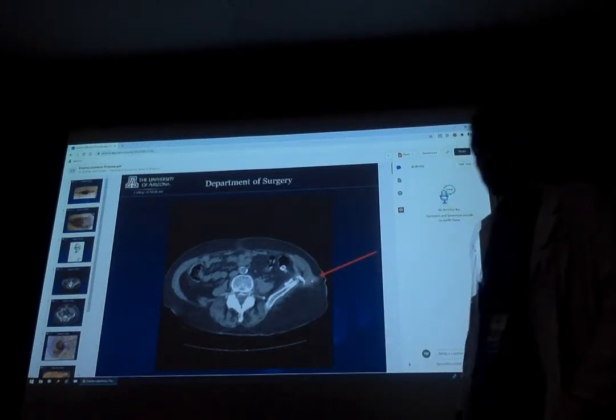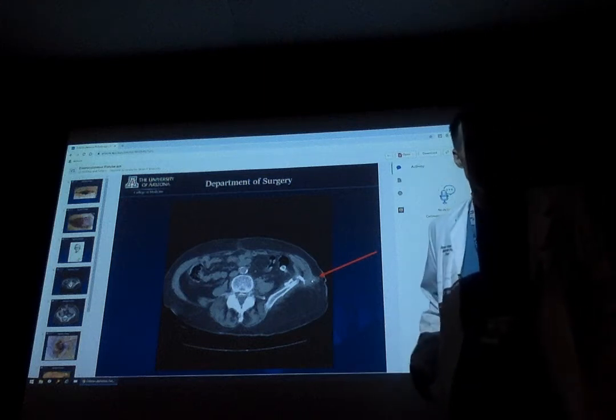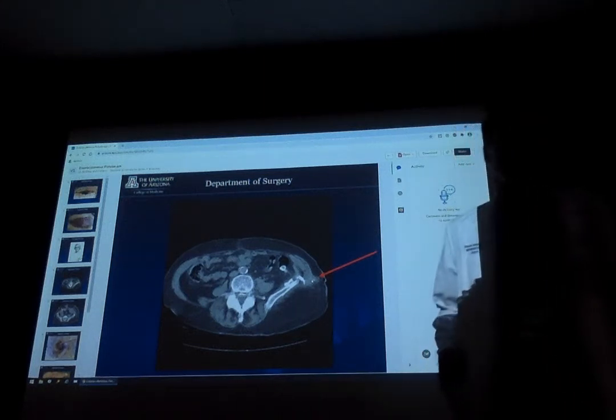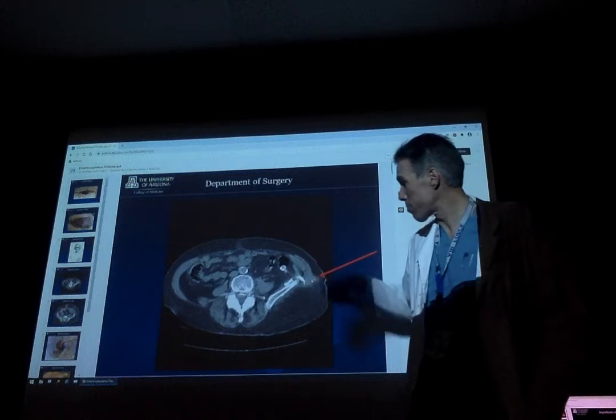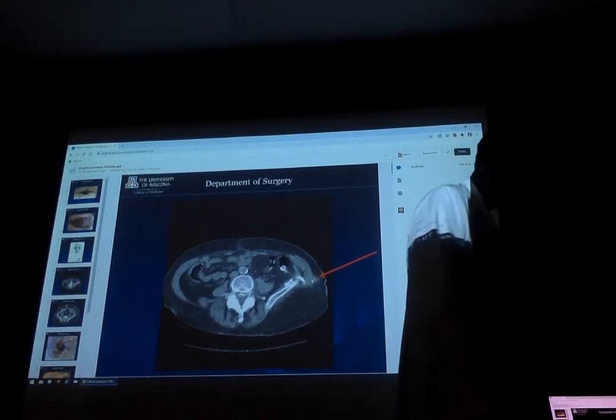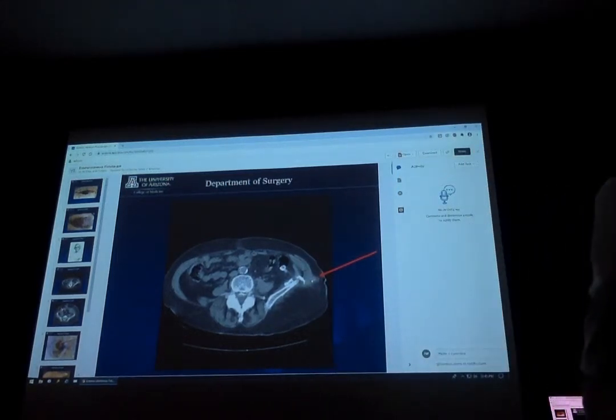So that's probably the descending or the left colon, right? What's the most likely cause? I'm not sure that's the case in this patient, but what's the most likely cause, diverticulitis? So this is a colocutaneous fistula that's probably developed from diverticulitis. Cancer can do it too, but I don't see anything that looks like cancer there.